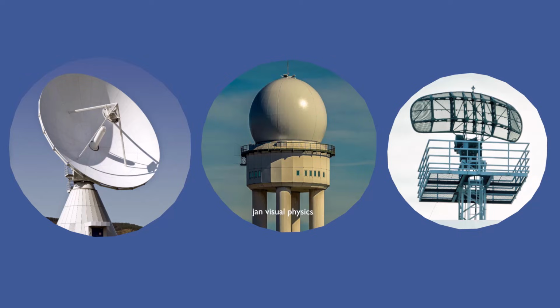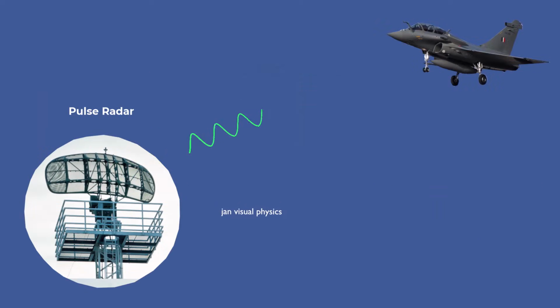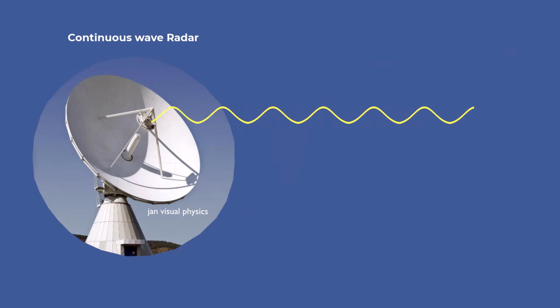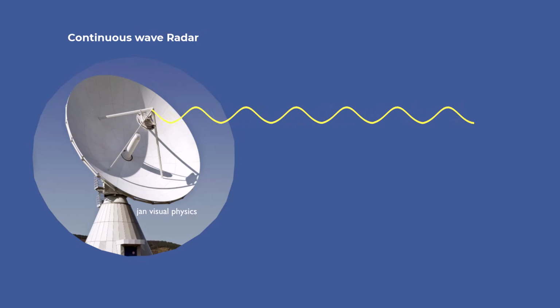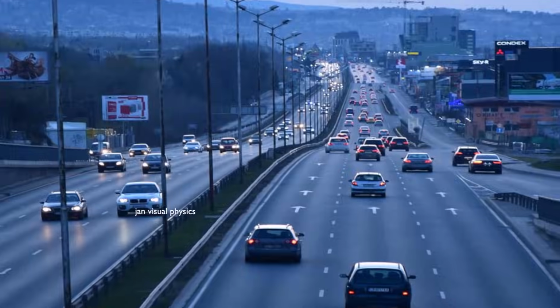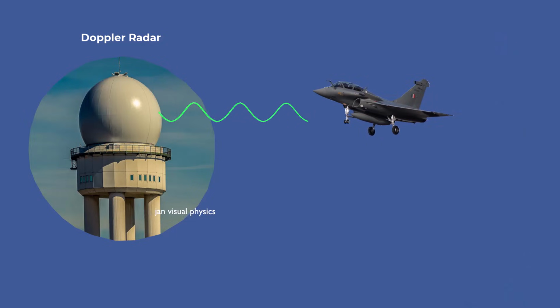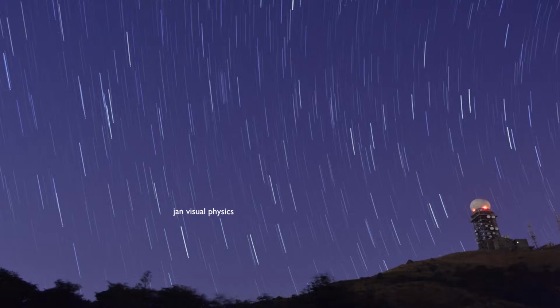There are different types of radar systems. Pulse radar sends short bursts of radio waves and measures distance using time delay. Continuous wave radar transmits a constant signal and is mainly used to measure speed but not distance. Doppler radar is used to measure speed and is commonly used in weather monitoring.